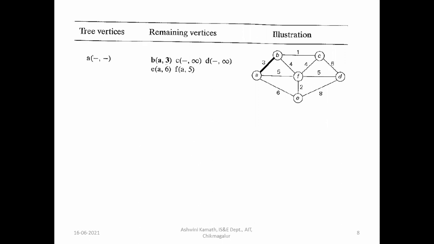So B will be added to the tree, and A to B will be added to the tree. B, that is the vertex that will be added to the tree, and A to B, that edge will be added to the tree. Okay. Then A to B with 3 will be added to the tree. That is the next vertex selected. So A to B. Now, what are all the remaining vertices?